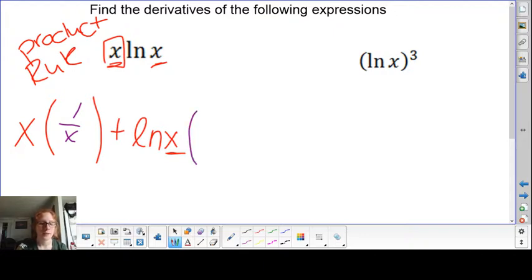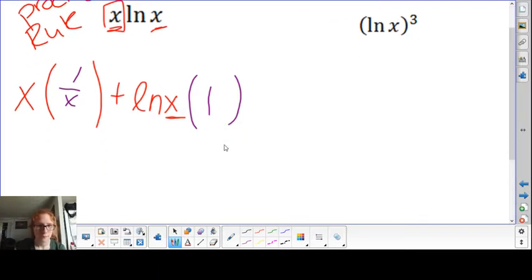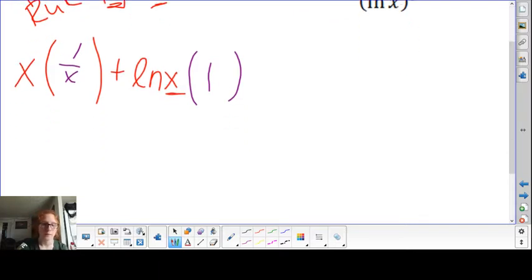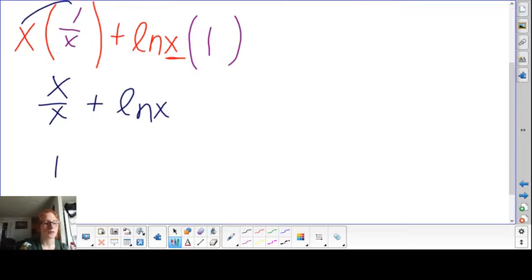And then we're going to go ahead and take the derivative of the first guy. And we know the derivative of x is just 1. Okay, so let's go ahead and simplify this up a little bit. X times 1 just gives me x. I have x over x plus natural log of anything times 1. It's times 1, so it's itself. X over x will reduce down to 1. So I get 1 plus the natural log of x.